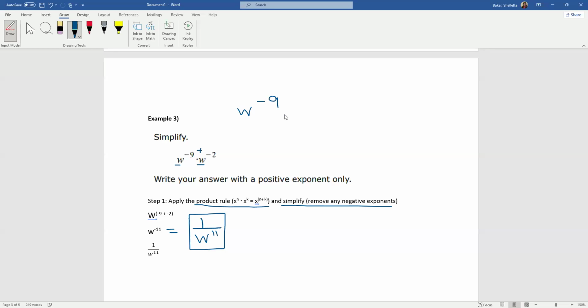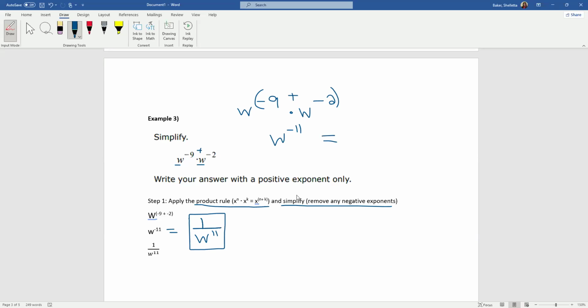For example 3, we want to simplify this exponential expression. We have w to the -9th power times w to the -2nd power. If you multiply two exponential expressions with the same base, remember you're going to add the powers. So we keep that base of w, we add -9 plus -2, and we get -11.